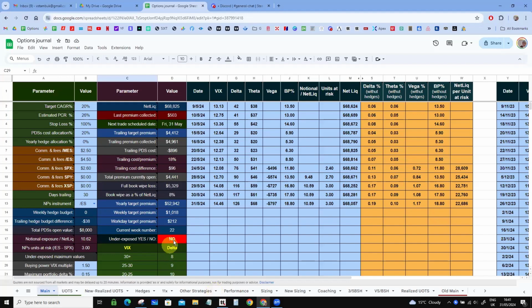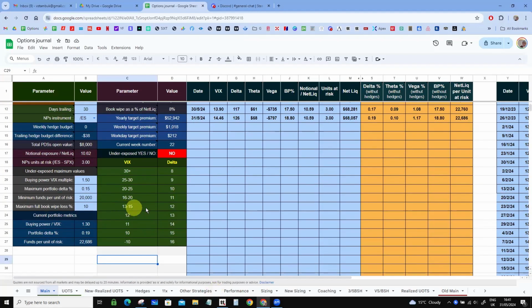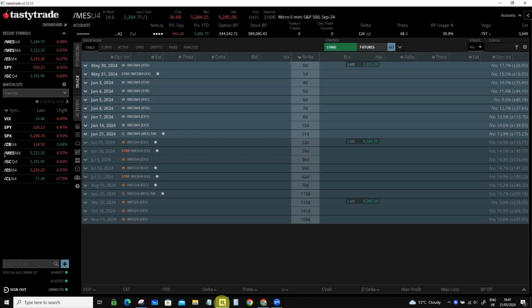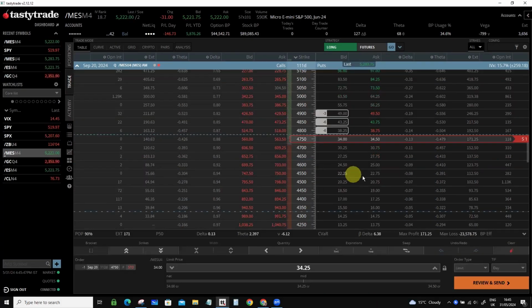Again, with the VIX at 13 to 15, we're looking at a delta of around 12. So we'll go to 112. We're looking for 12 delta. We can go with either one of these two, because we don't have 12. We have 113 and 111.